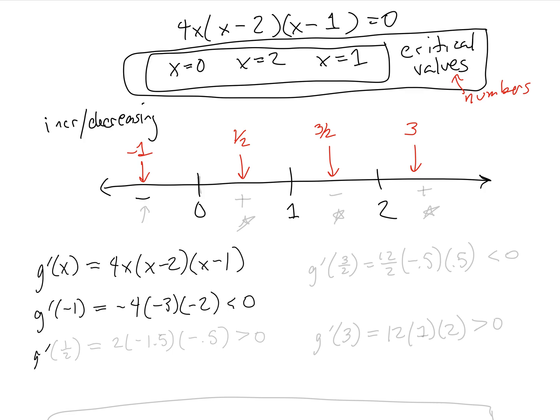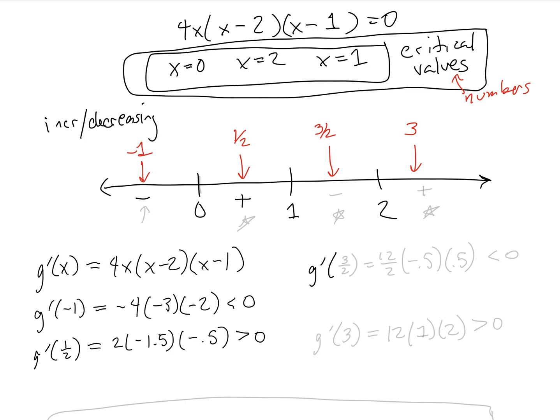What about g prime of 1/2? Well, that's 4 times 1/2, that's 2, times 1/2 minus 2, that's -1.5, times 1/2 minus 1, that's -0.5. We've got two negatives multiplied together, which give us a positive. So in this interval, we are positive.